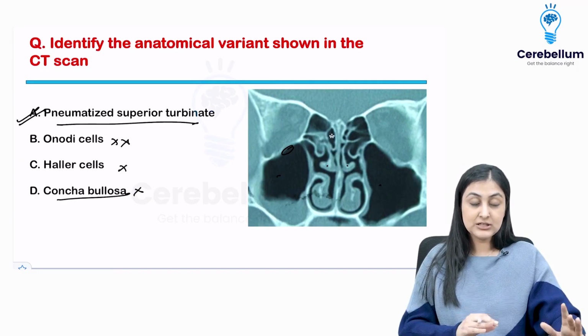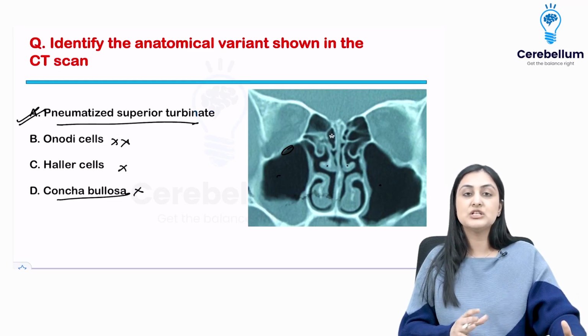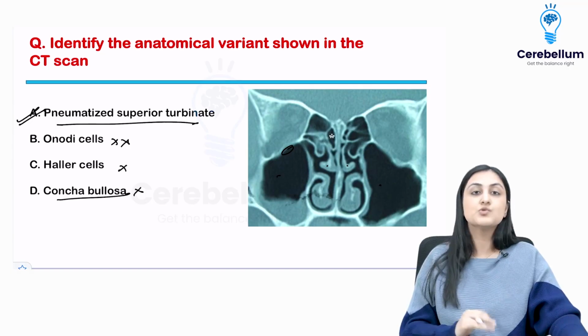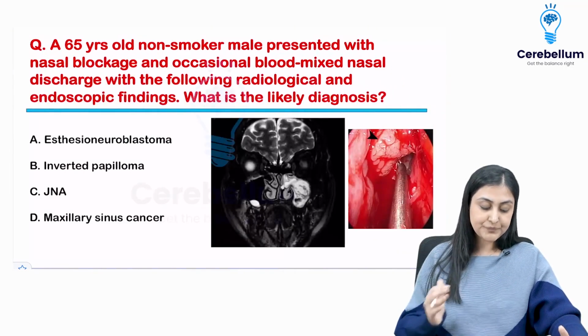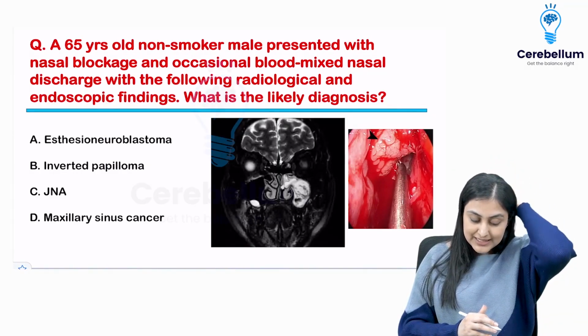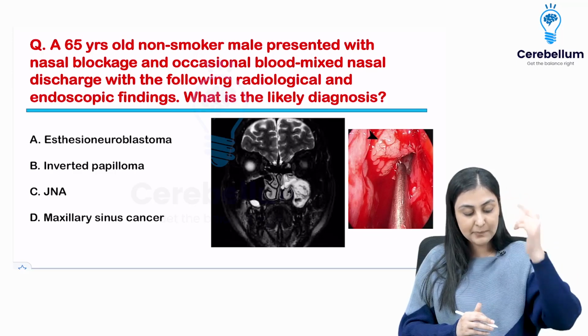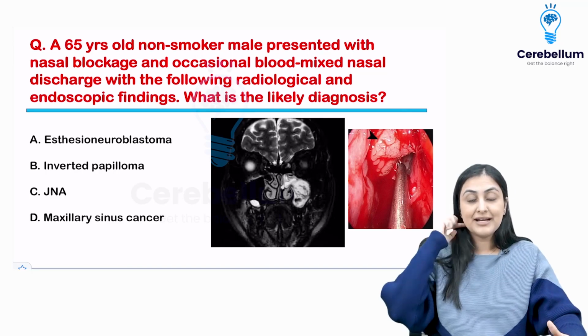In fact, in recent times, in all AIIMS exams, you used to have one of these PNS anatomy variants which was being asked. Hasn't been asked in the last 1 year, but before that there were a lot of questions on this. A 65-year-old non-smoker male presented with nasal blockade and occasional blood mixed nasal discharge. The radiological and endoscopic findings have been shown.